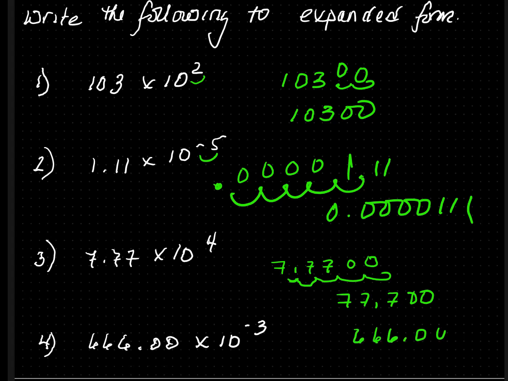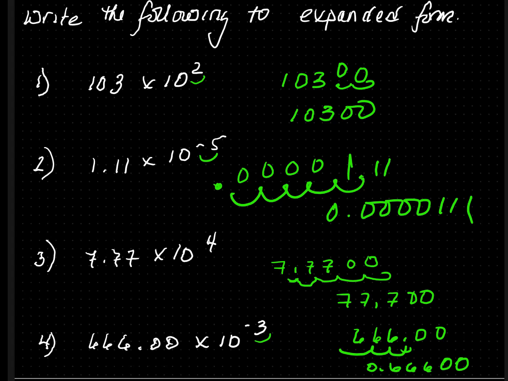Number 4, again, we're going to rewrite this. We're going to locate the decimal. The decimal is given right here. Since my exponent is negative, it's going to be a small number. I need to move the decimal to the left 3 times. 1, 2, 3. My answer becomes 0.66600. One comment I would like to make.